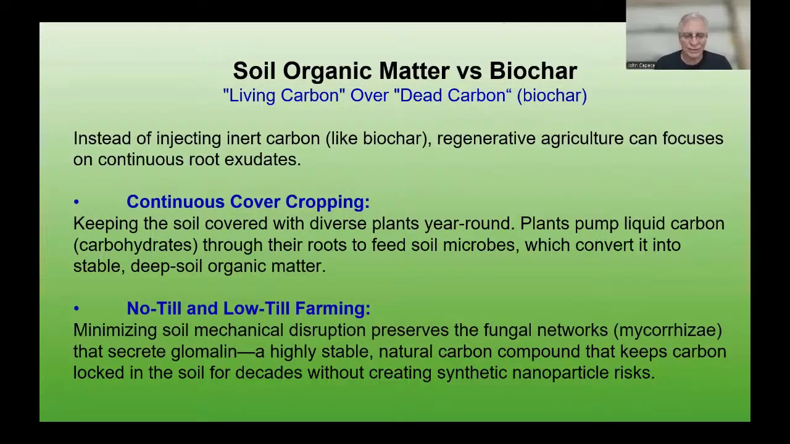Second, no-till and low-till farming. When we eliminate mechanical soil disruption from plowing, we preserve underground fungal networks, and these beneficial fungi naturally secrete an incredibly stable natural carbon compound that keeps carbon securely locked deep in the soil for decades.